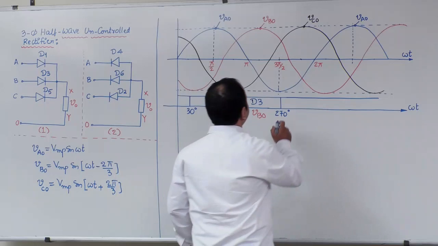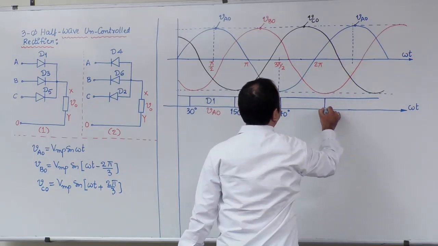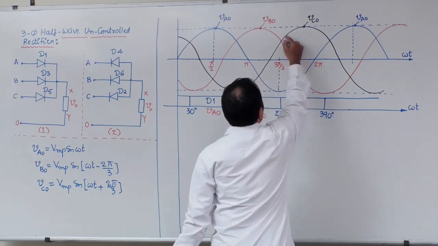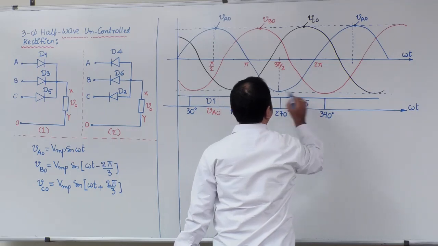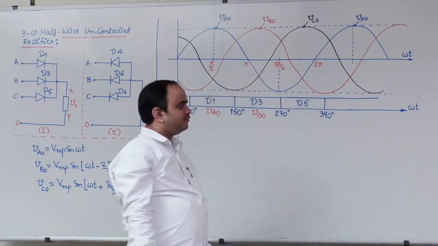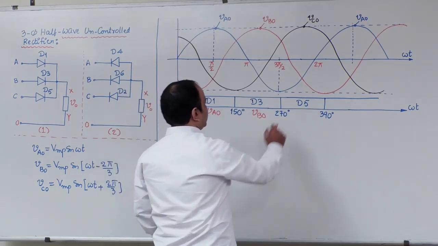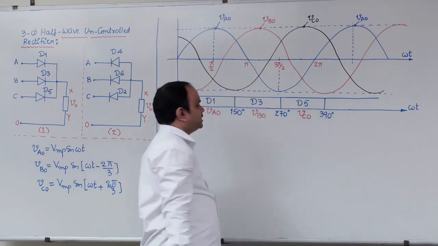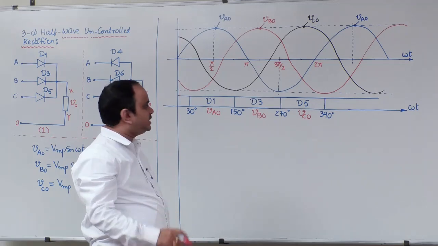Next, 270 to this point, 390 degree, VCO, the black sinusoidal, is more positive and hence D5 will be forward biased and it will be in conduction. When D5 is on, output voltage is VCO.